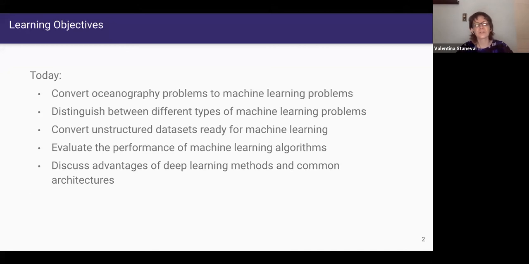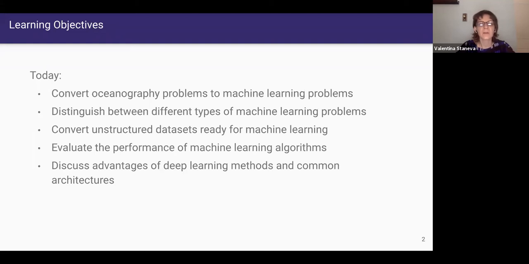these are the goals for today. Basically, we will discuss how to convert oceanography problems to machine learning problems. We will discuss different types of machine learning problems, how we differentiate them, and what's common between them. We will discuss how to convert unstructured data sets so that they're ready for machine learning, and the libraries that exist. And one of the most important topics is the evaluation. I'm going to say a few words about this.